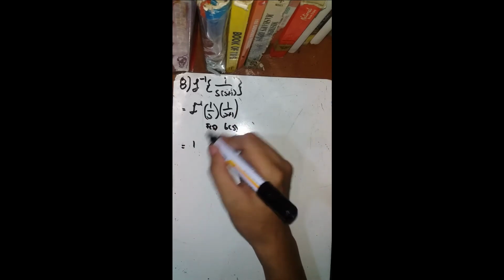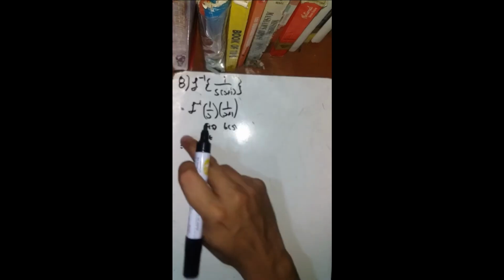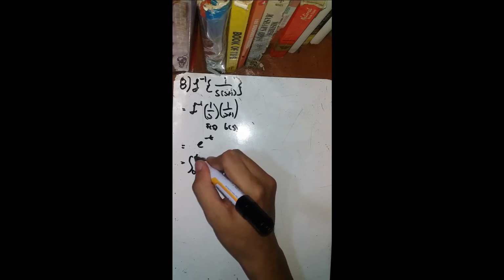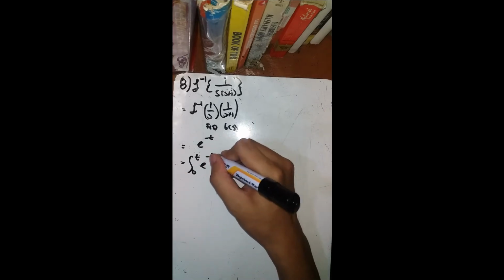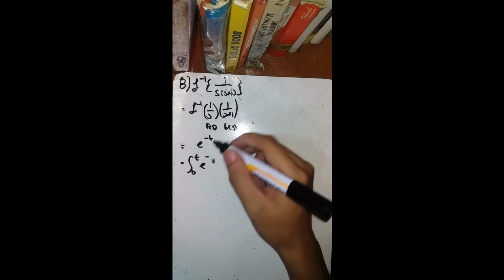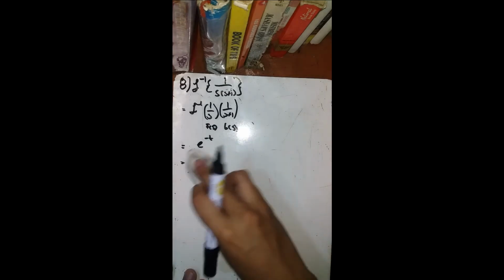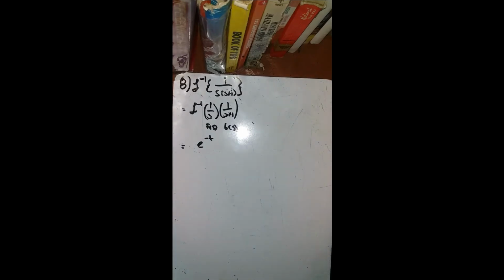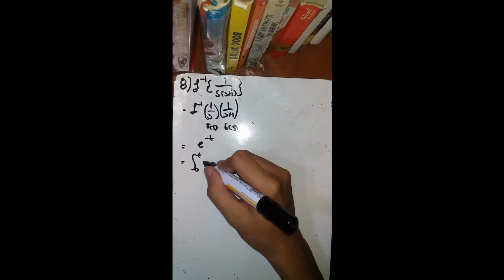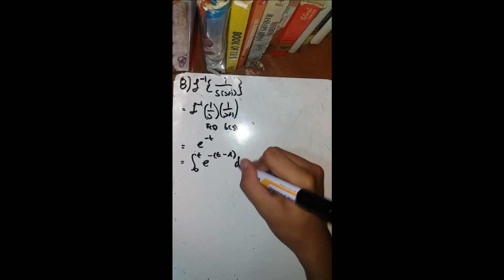which then equals 1 and e raised to negative t. This is not the final answer yet, so we have to integrate from 0 to t of e raised to negative t. Okay, so this is not the final answer yet. We have to integrate this from 0 to t of e raised to negative (t minus lambda) d lambda.